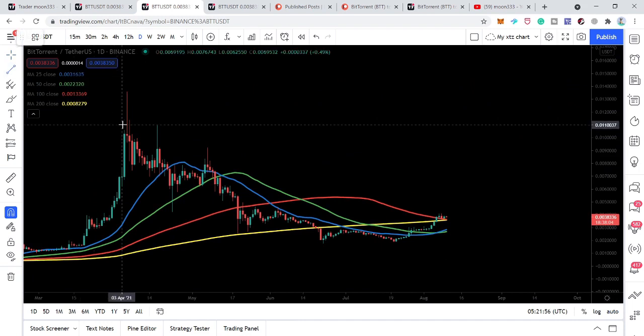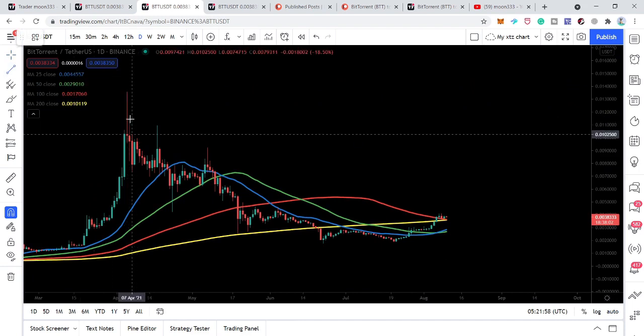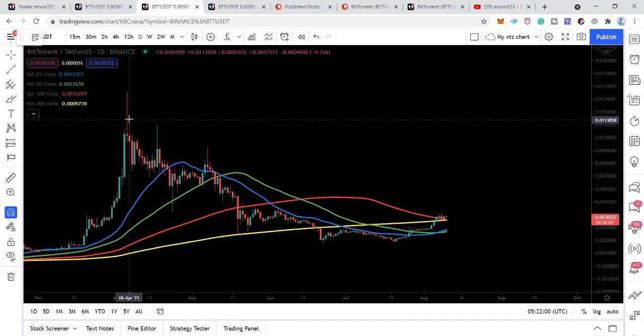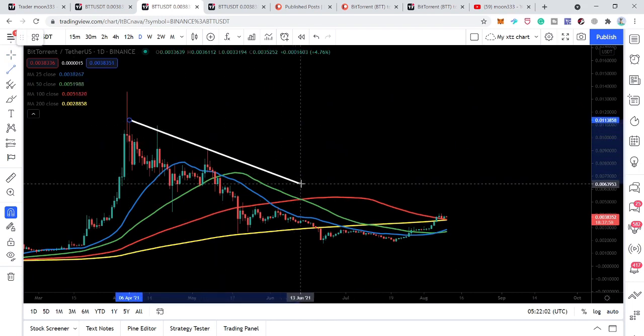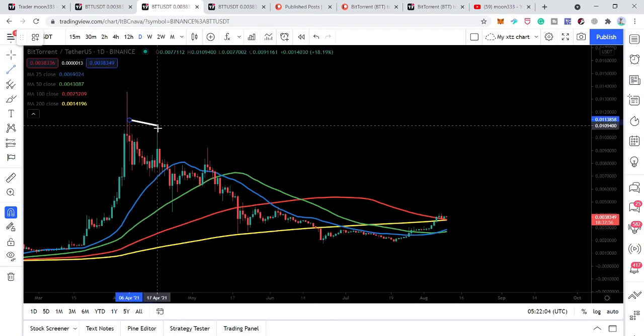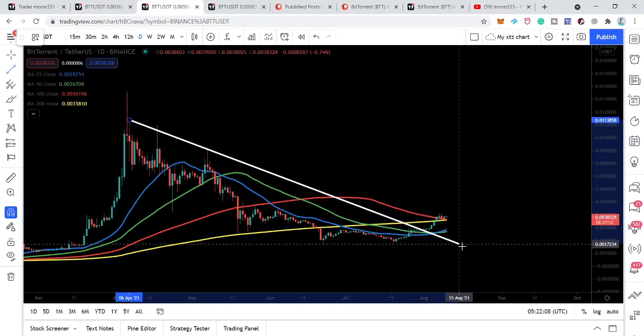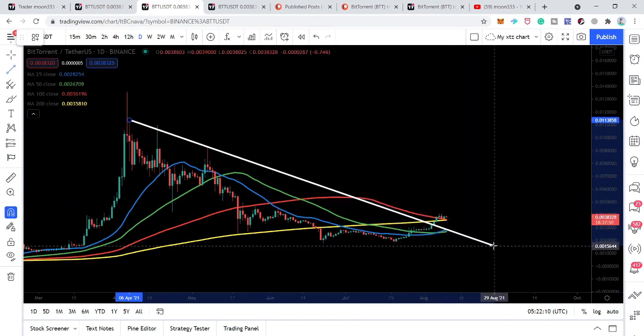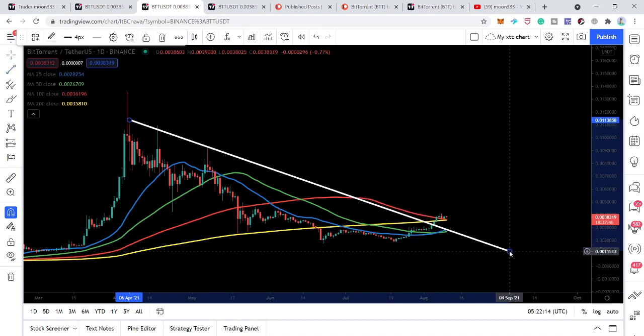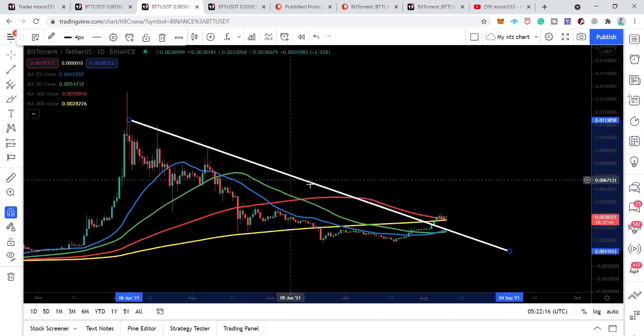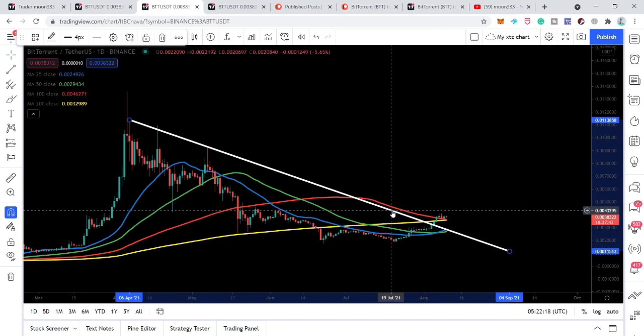It is quite visible. Previously it was working as a very strong rejection or resistance line. We had a rejection here, a rejection here, another rejection here as well. And if we connect all these lines, then we can see that the price action has recently broken out this very strong rejection or resistance line as well.